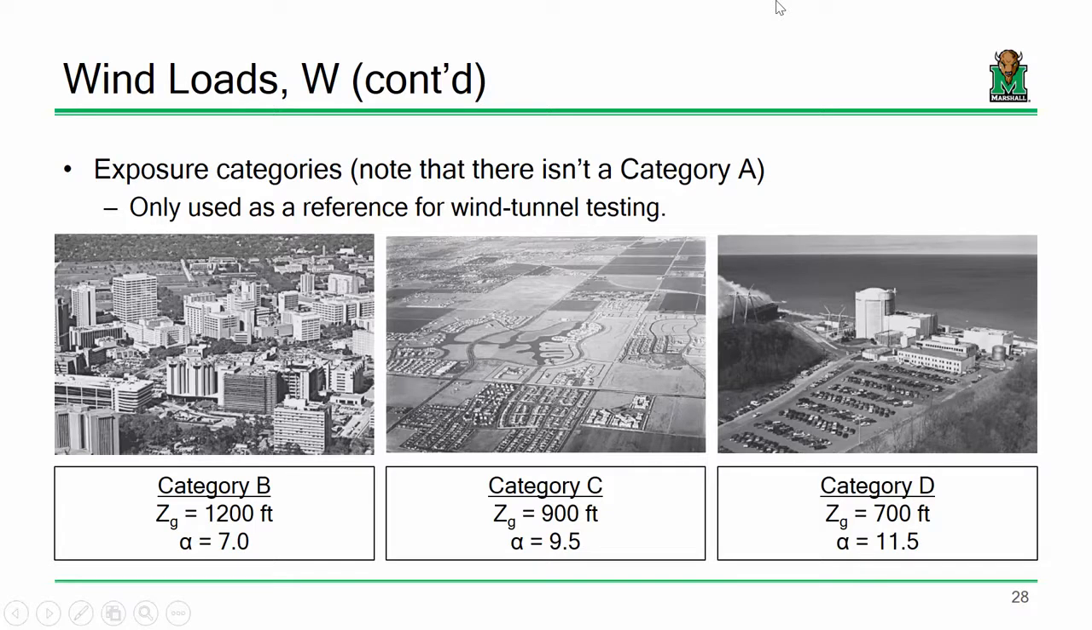Based on your exposure category, you have different gradient heights and exposure coefficients. Basically, all this means is if I'm in exposure category B, the equation that I use for wind calculations is pretty much going to be accurate up until around 1,200 feet. Once you get past 1,200 feet, we're talking about a structure that's pretty complex, and it's time to start breaking out some more refined computational tools, some finite element stuff, maybe some wind tunnel testing to assess what's going on.